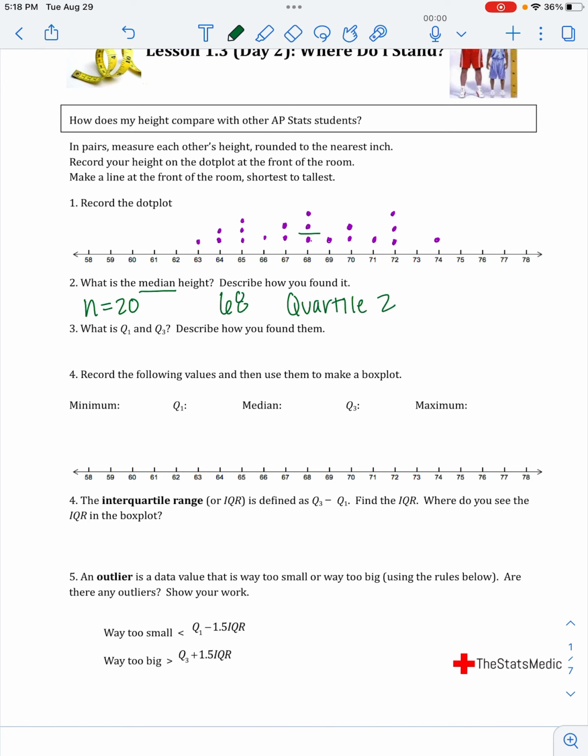Then I need to find quartile 1. That's what Q1 is. Q1 is the median of the lower half. So if I know that my data points are my first 10, I basically need to find the median after the 5th data point. So 1, 2, 3, 4, 5. That is going to be right where my blue line is. So my Q1 is going to be at 65.